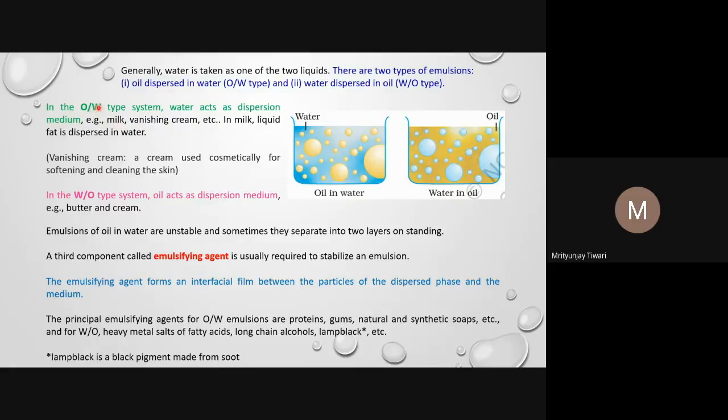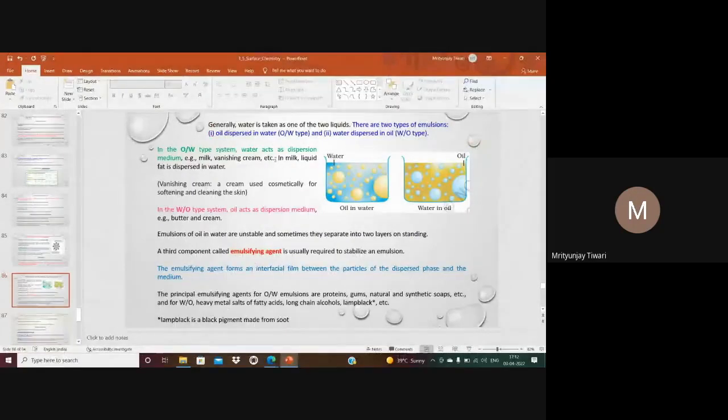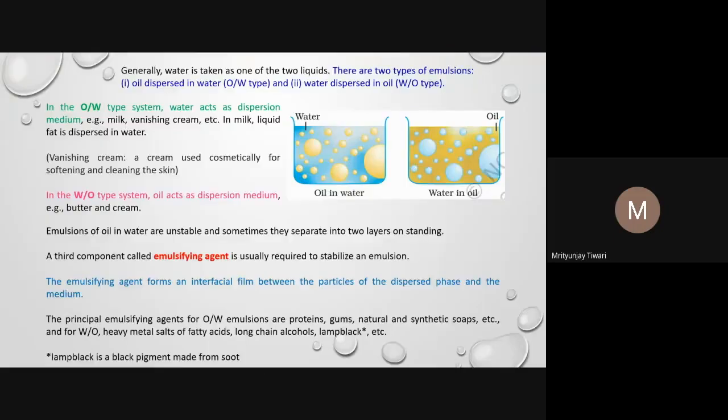O represents oil, and W denotes water. So oil is the dispersed phase, water is the dispersion medium, and examples are milk, vanishing cream, etc. In milk, what we know is that milk is an emulsion, and in milk, liquid fats are dispersed in water. So liquid fats are what? Dispersed phase, which is oil in nature, and the water is the dispersion medium.